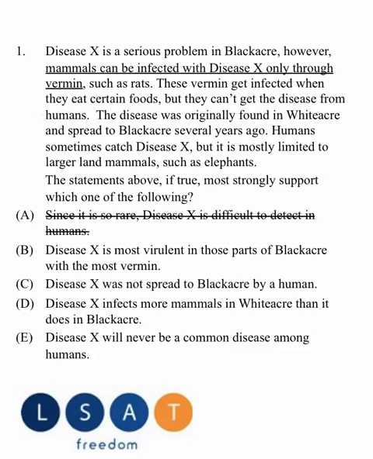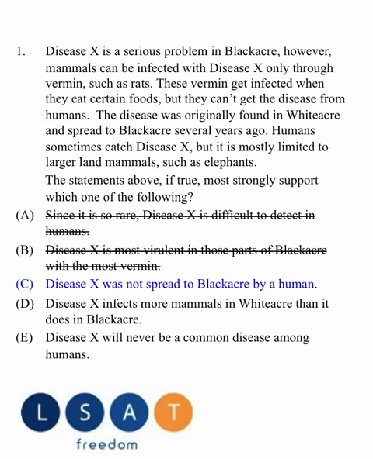Again, all it says here is that mammals can be infected through vermin. C, disease X was not spread to Blackacre by a human. Well, we know that vermin can't get the disease from humans, and we know that mammals can be infected only through vermin. If vermin can't get the disease from humans, and the only way mammals can be affected is through vermin, then we can conclude safely that the disease was not spread to Blackacre from a human, because humans cannot give it to the only thing that can generate the disease in mammals. For that reason, C is the correct answer.